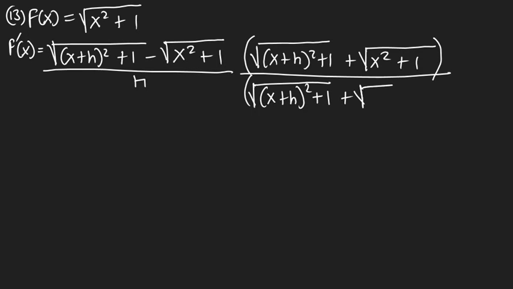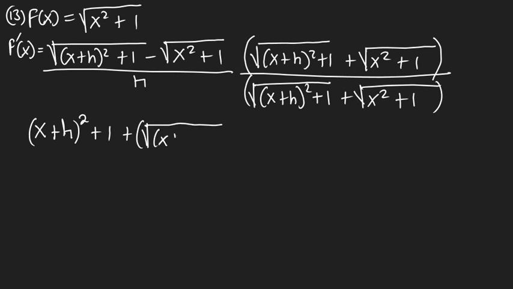You also put the same thing. Okay, then you are going to multiply. Square root of this multiplied by that, of course, you are going to have x plus h to the power 2 plus 1. Then this multiplied by that, it's going to be plus root of x plus h power 2 plus 1.